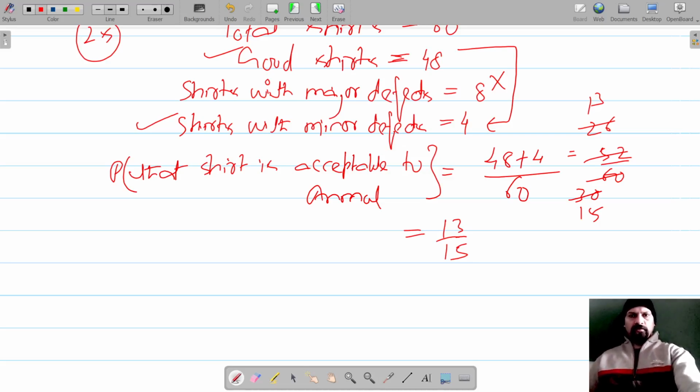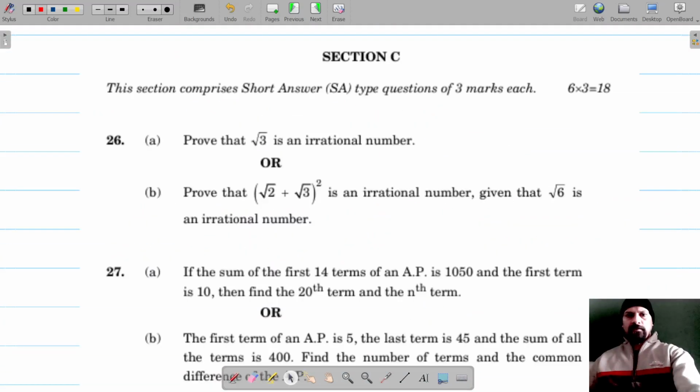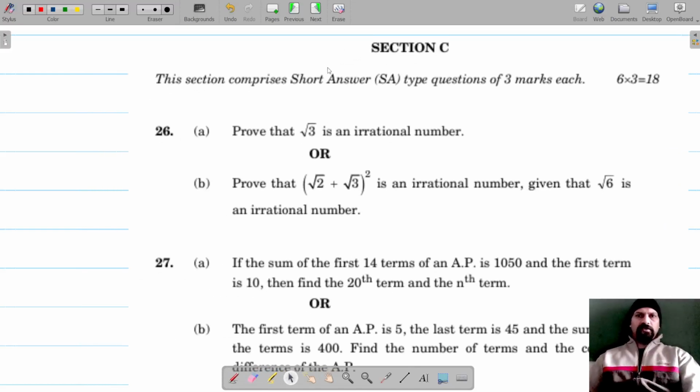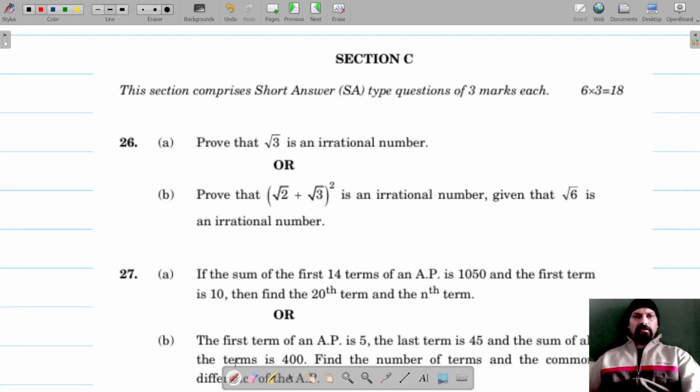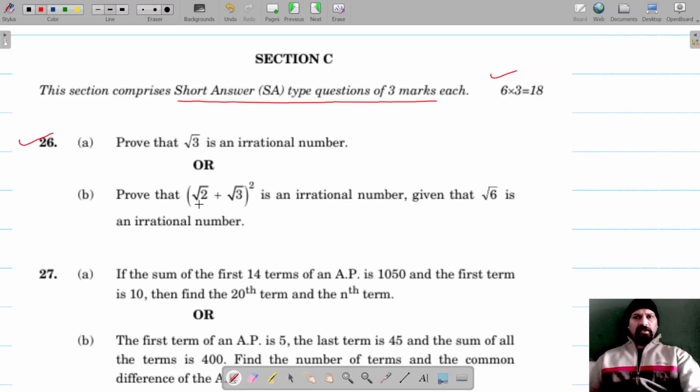So let's move on to the next question, which is also in section C. This section consists of short answer questions of 3 marks each, and there are a total of 6 questions. The first one says that we have to prove that root 3 is an irrational number.